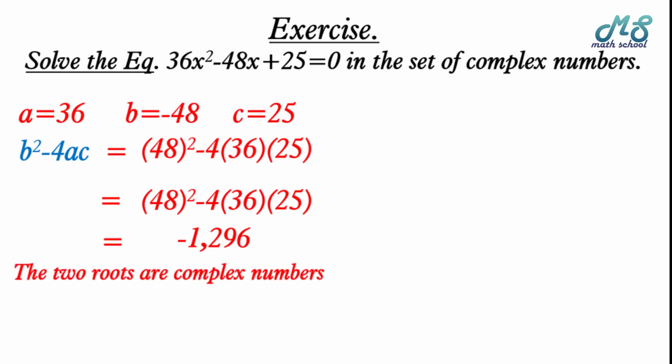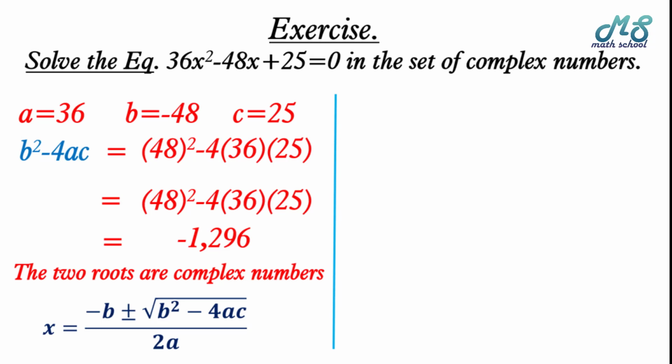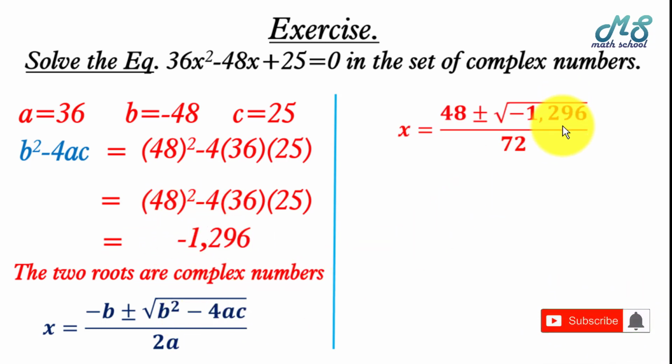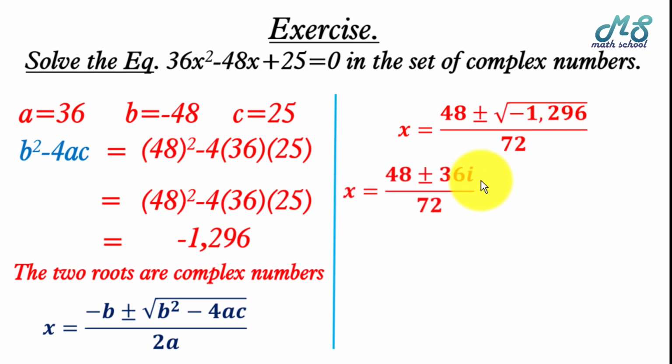But how can we find the two roots now? By using the general formula. x equals negative b plus or minus root b squared minus 4ac over 2a. Pay attention guys, we found before the value of b squared minus 4ac, which is equal to negative 1296. Now guys, substitute. We get x equals 48 plus or minus root negative 1296 over 72. Why guys? We have 2a, a equals 36, so 2 times 36 equals 72. Now the two roots are x equals 48 plus or minus 36i over 72.